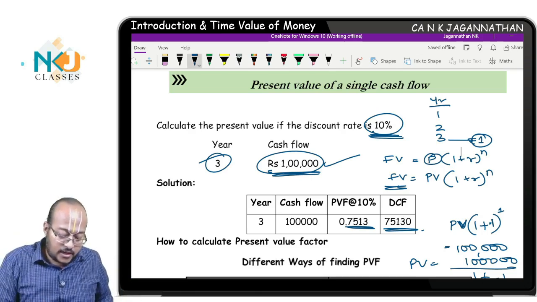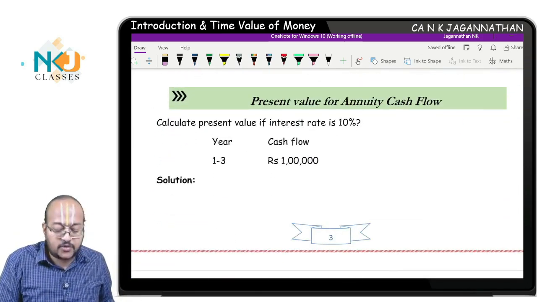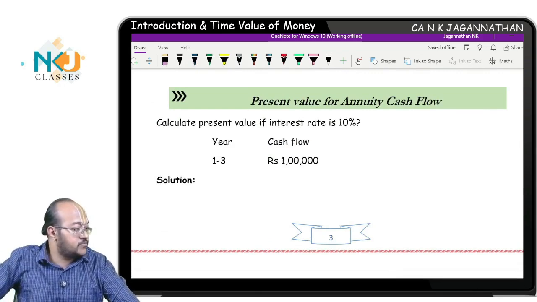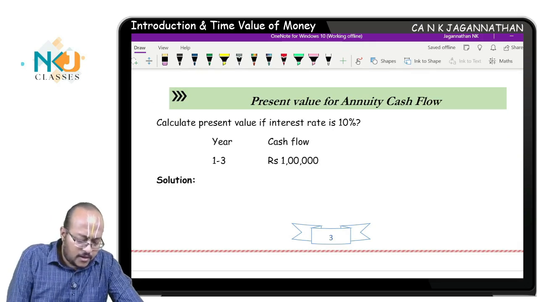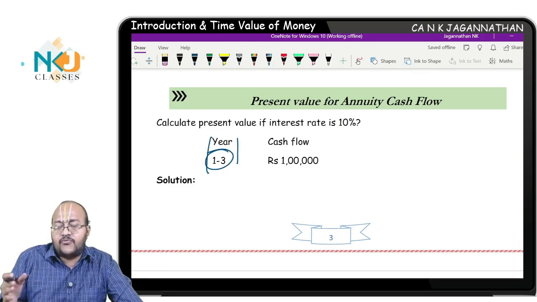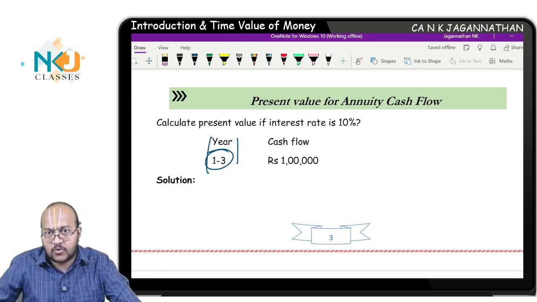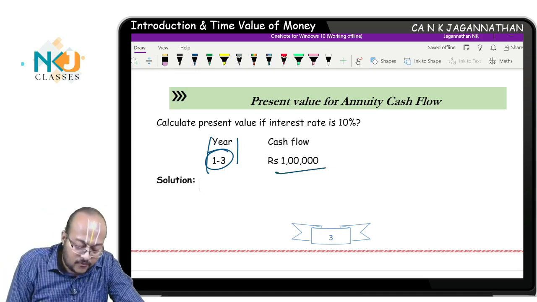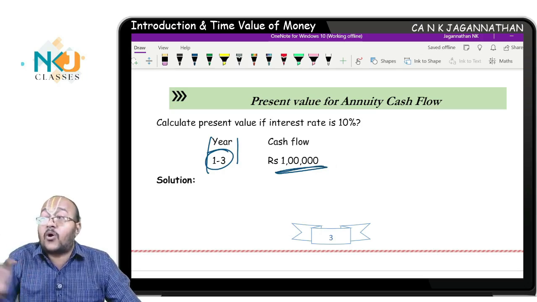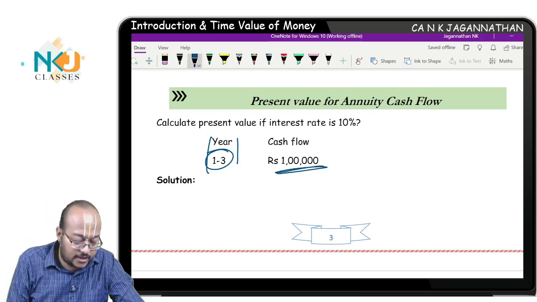This is the understanding. Next, we come to the present value of annuity cash flow. Now we'll understand what that is. See here, this is an annuity cash flow. Every year, at the end of year 1, year 2 and year 3, you are going to receive 1 lakh rupees. In that case, tell me what is the value in today's terms of all these cash flows.